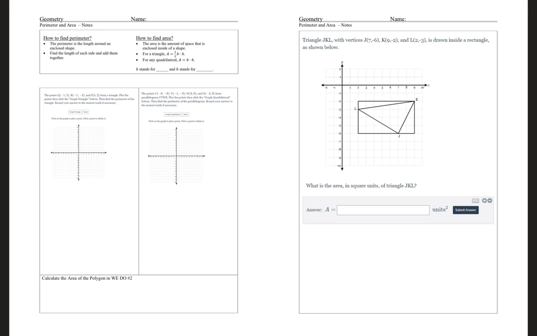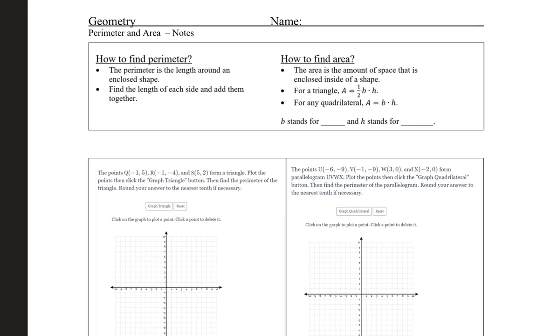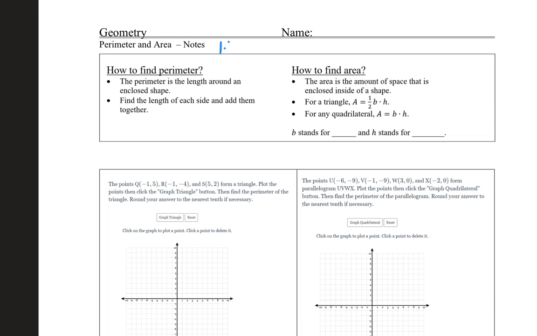Okay, welcome back, kiddos. Now we are moving on to perimeter and area. This is going to be 1.4. I know this is from Unit 1, but we skipped this earlier so that it's going to be easier for us today. So let's see how we do.